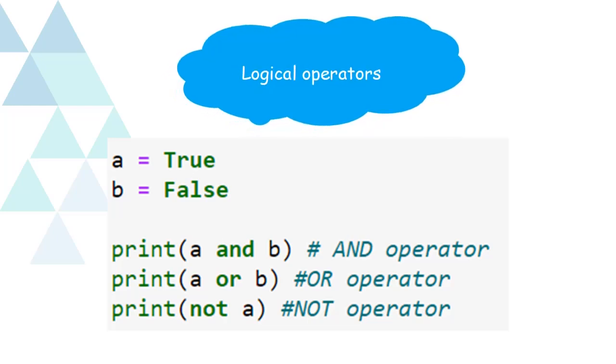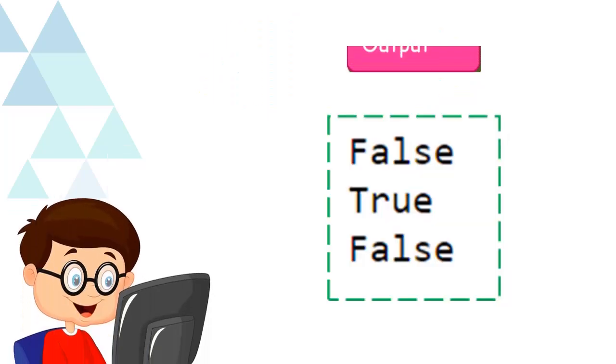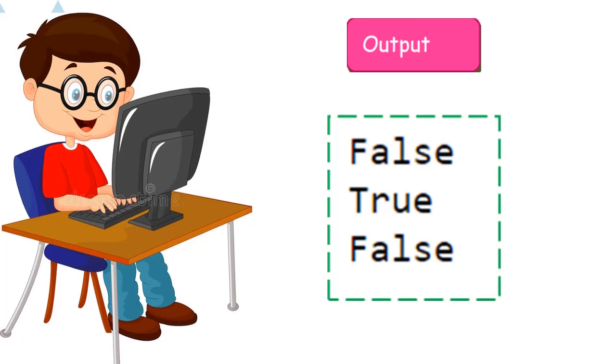Logical operators. And, or, not are the major logical operators. And is equivalent to multiplication, or is equivalent to addition, and not is equivalent to negation. Here A is equal to true, meaning value 1, and B is equal to false, meaning value 0. A and B means 1 multiplied by 0, result will be 0, so output will be false. Second condition, A or B means 1 plus 0, result will be 1, so output will be true. Print not A means negation of true is false, so output will be false. So here we can observe output is false, true, false.